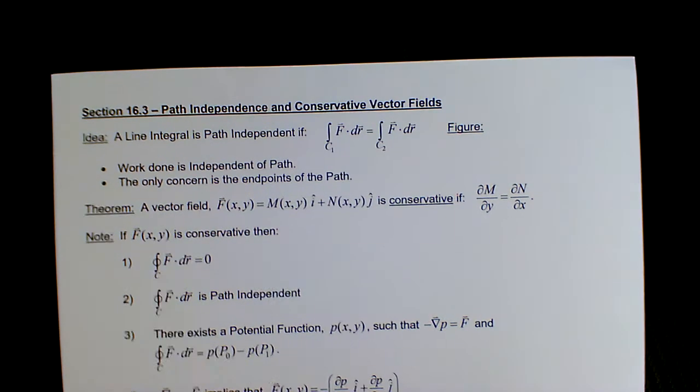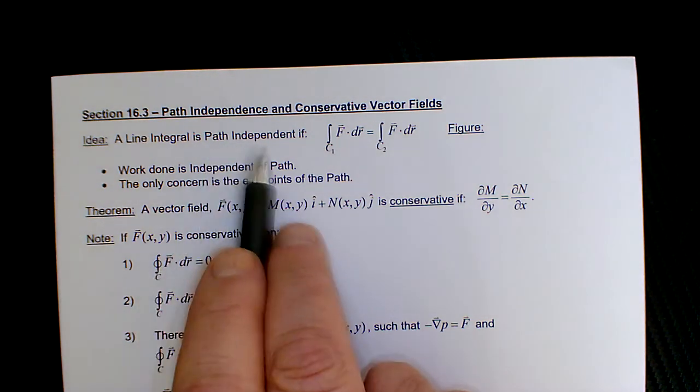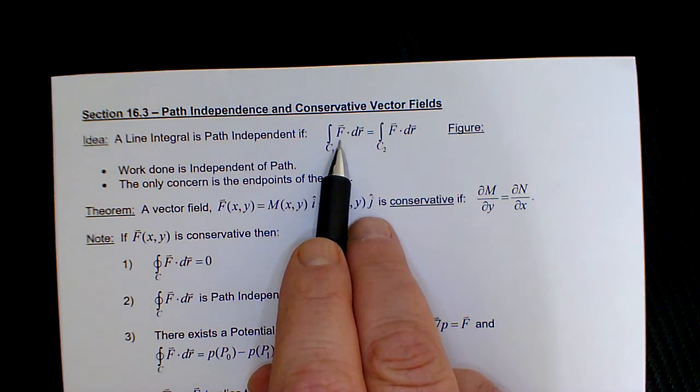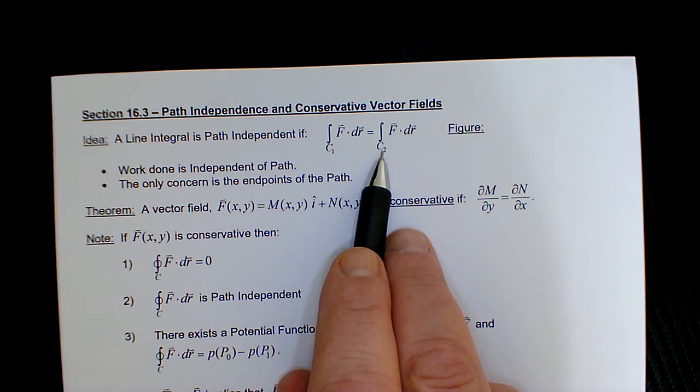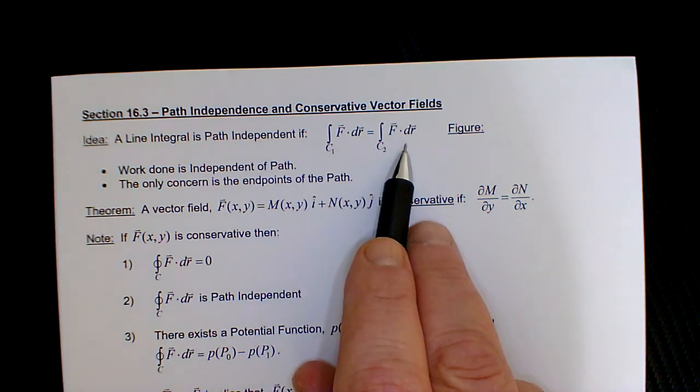Hello everyone, this is section 16.3, Path Independence and Conservative Vector Fields. So last time we saw line integrals, and now we define the concept of path independence. It's basically that no matter what the vector field is, the integral along these two different curves is going to be the same. The integrals will be equal.